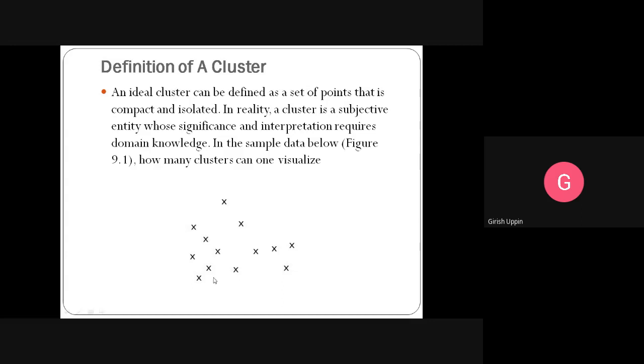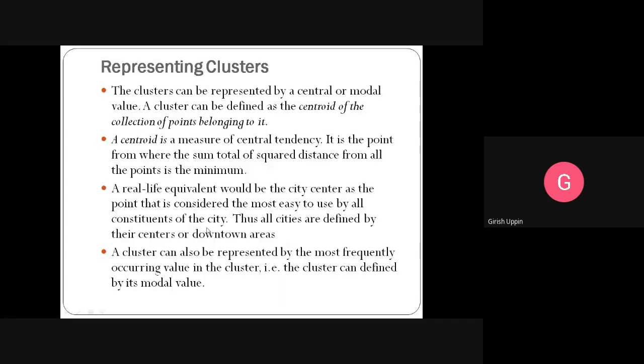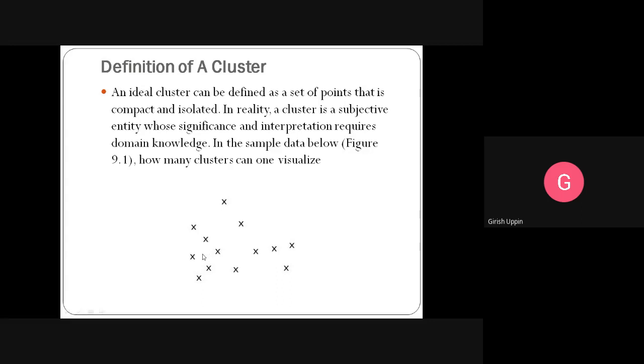Suppose I have this group together, I will get a centroid somewhere here. That centroid will give the definition for this particular cluster. The centroid is a measure of central tendency. It is a point from where the sum of total square distances from all the points is the minimum. So the centroid is a point which has a minimal distance from all of these. If it is an xy axis, the centroid would be the average of the x and y values of these data points. That is called a centroid.